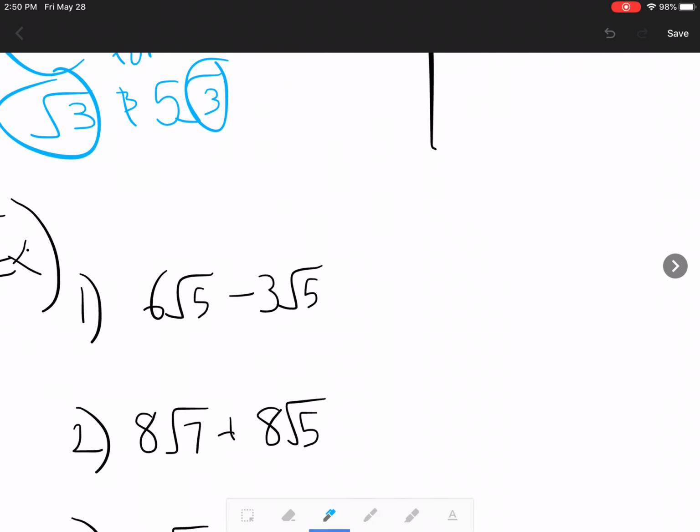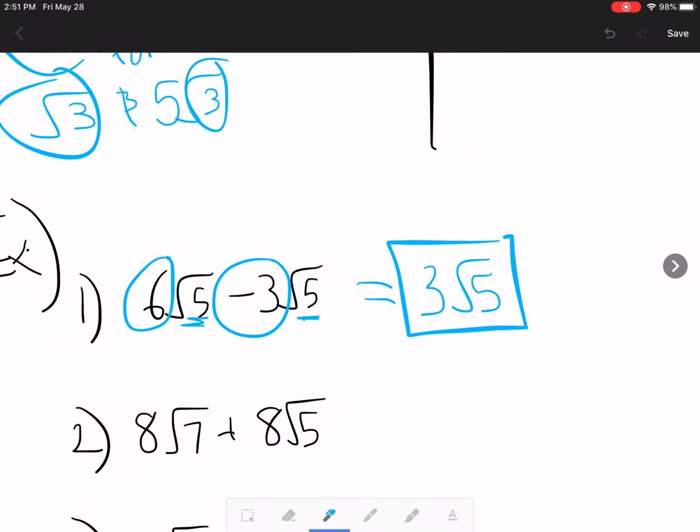Okay, so first example here is 6 square root 5 minus 3 square root 5. I notice that these both have the same radical, root 5. So these are like terms. And if that's the case, I'm doing finger math. I have 6 of something, and I'm taking away 3 of them. That leaves me with 3 square root 5. Box it, walk away. And that's as far as I can take it.